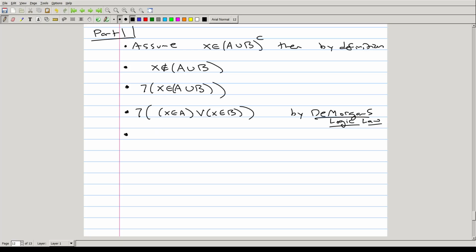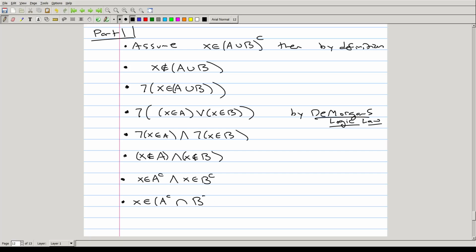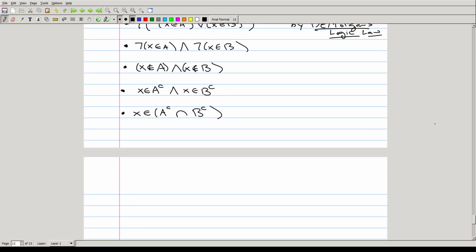Directly on this, this is the same thing as not X is an element of A and not X is an element of B. This means that X is not an element of A and X is not an element of B. Which means that X is an element of A complement by definition, and X is an element of B complement. Which lastly means that X is an element of A complement intersected with B complement. And this finishes this first part of the proof, part 1.